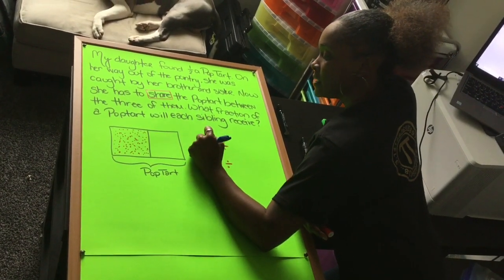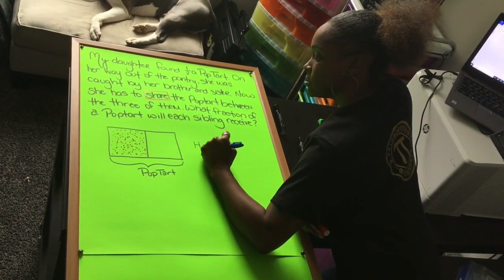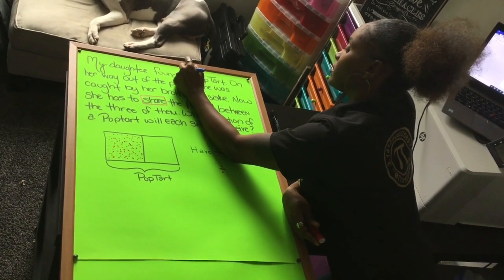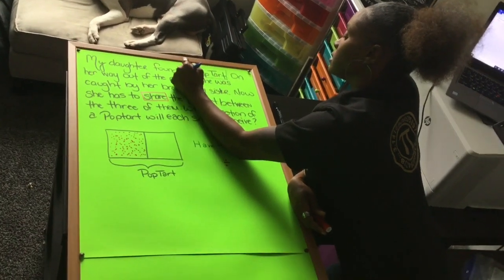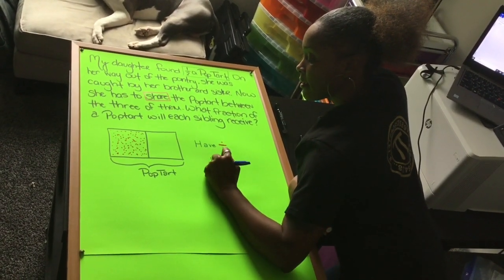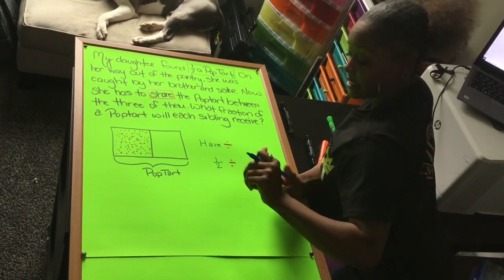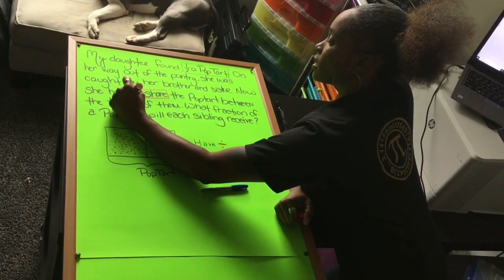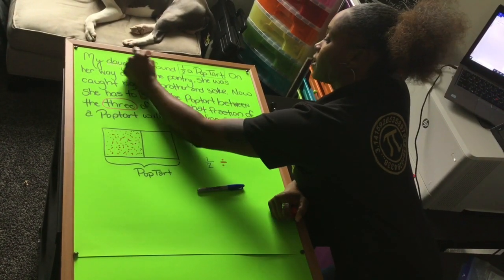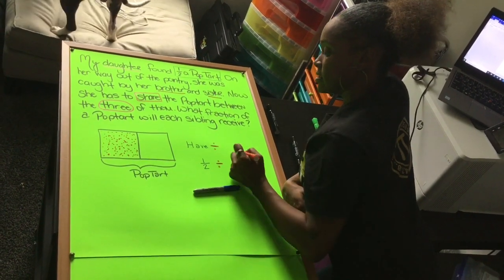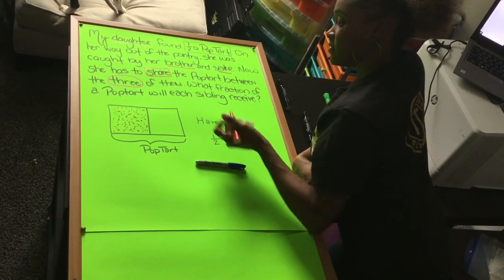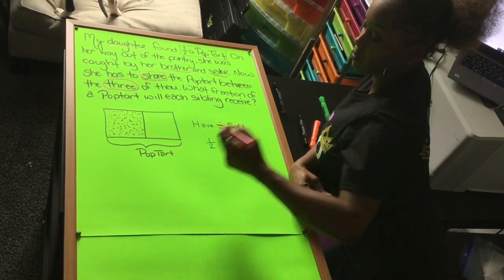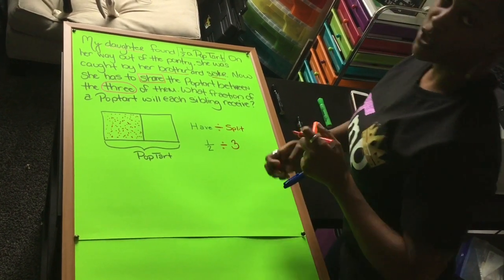All right, from our problem, we need to decide how much my daughter had. So when I go back, my daughter found half a Pop Tart. So my daughter has 1/2. And she's going to share it between 3 people: my daughter, her brother, and her sister. So 1/2 divided by who she is splitting it up between. 1/2 divided by 3. Let's work it out.